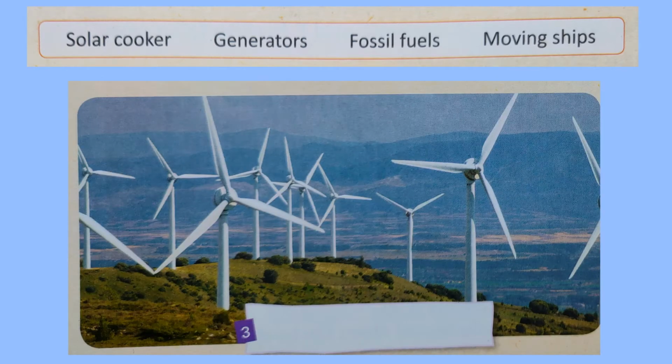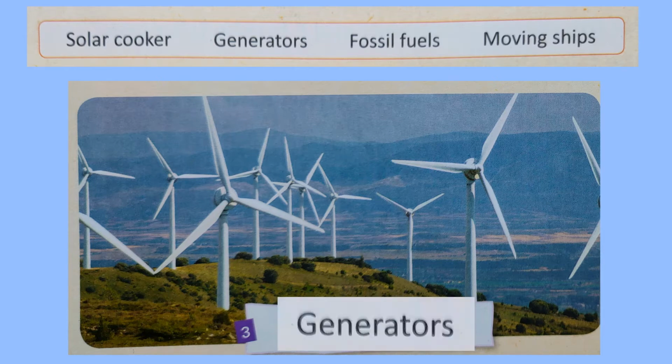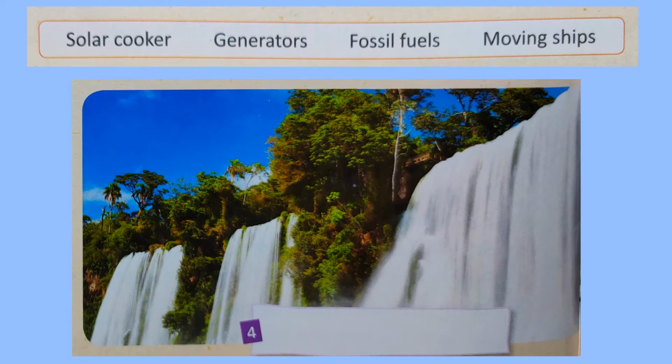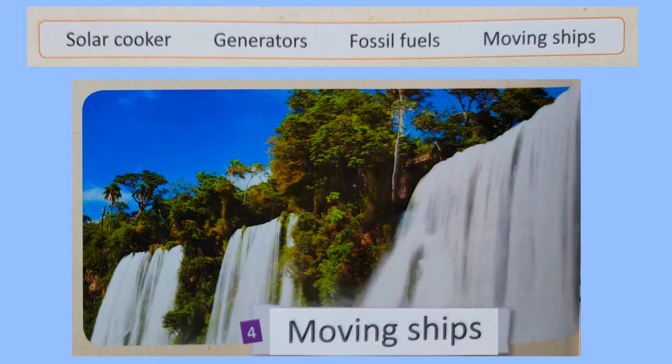These pictures are of wind turbines. These turbines are used to generate electricity. This picture is of a waterfall. Now, this waterfall can be used to generate electricity or it can be used to move ships. When these waters come to a low surface, they cause currents. These currents can be used to move ships or boats and so on.